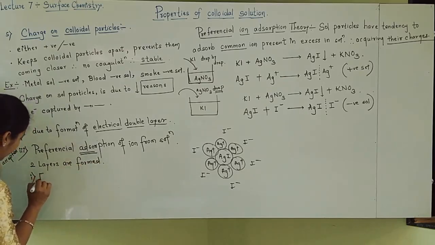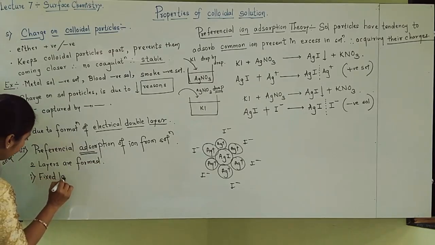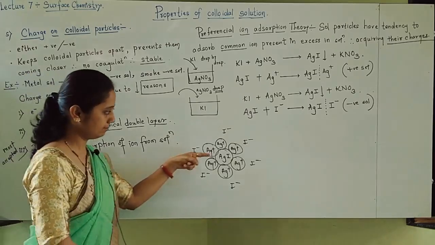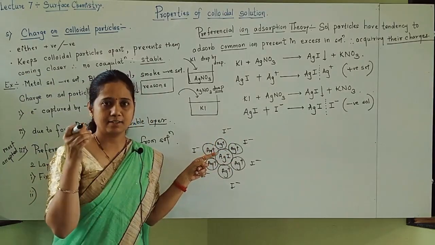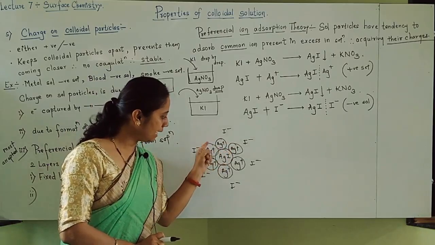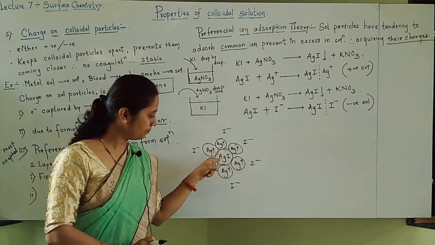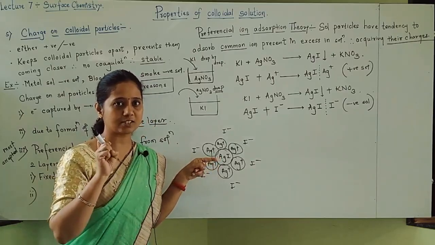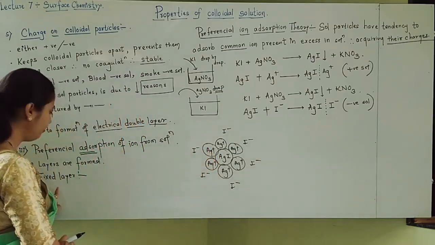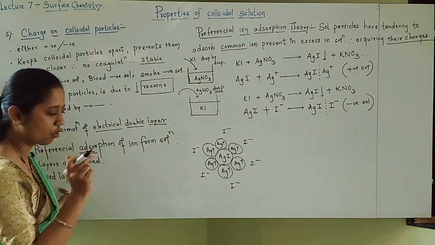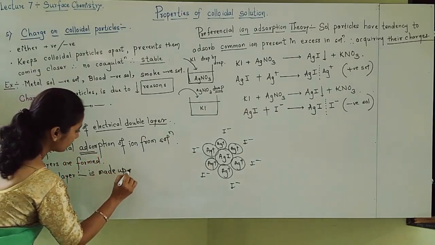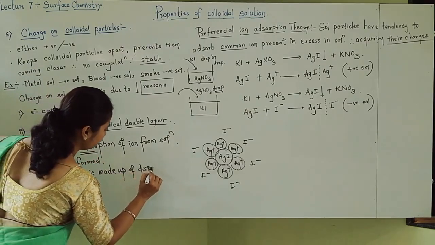First is the fixed layer, in short I am writing fixed layer, and it is tightly attached or strongly adhering to the colloidal particle. Interactions are of stronger type between the first layer and the particle. So the first layer is called the fixed layer because interactions are strong. It is made up of dispersed phase.